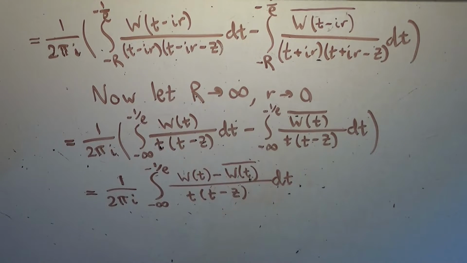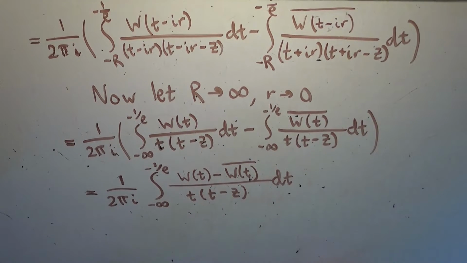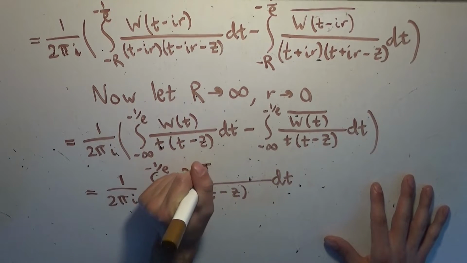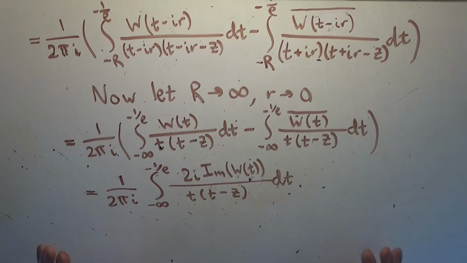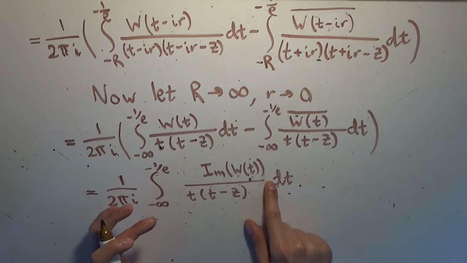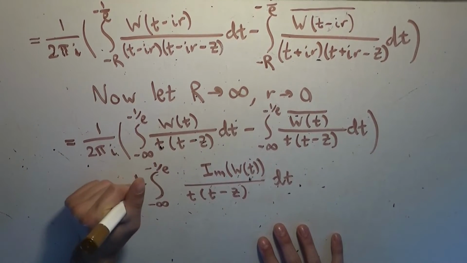But what did we just establish before? When you subtract a complex number and its conjugate, you end up with 2i times the imaginary part of that number. Now, that means we can rewrite this top part as 2i times the imaginary part of W of t, right? Just like that. And what happens now is this 2i and this 2i cancel, and we're left with the integrand that is now just the imaginary part of the W function over t times t minus z, and we're just left with 1 over pi on the outside.